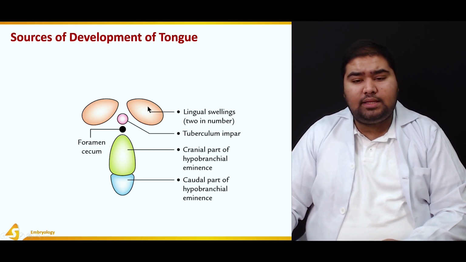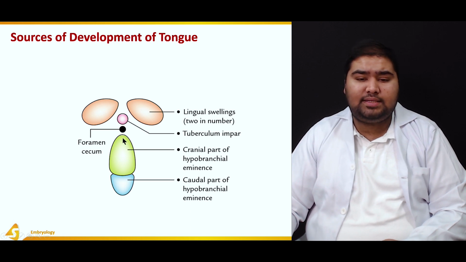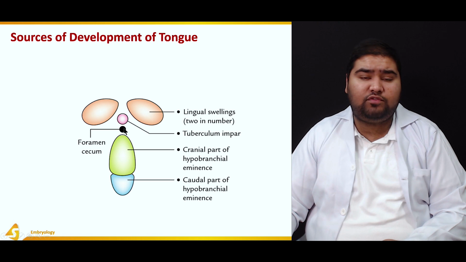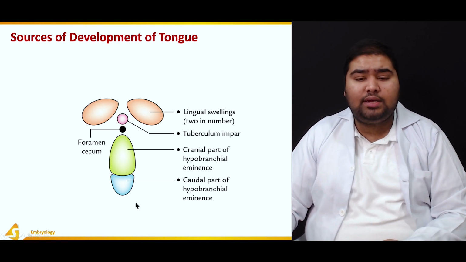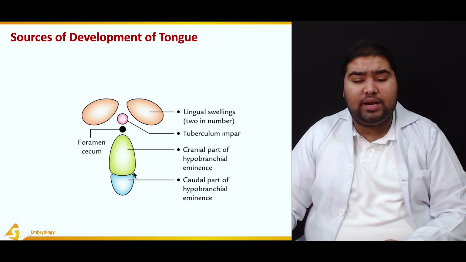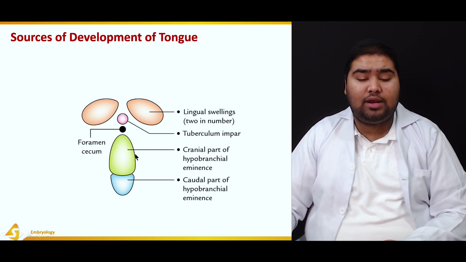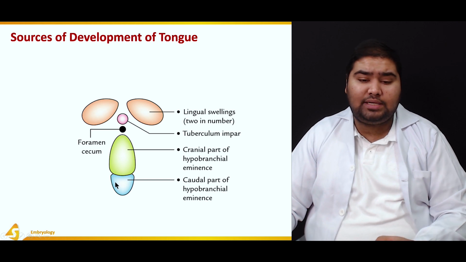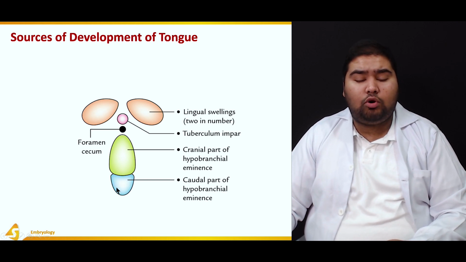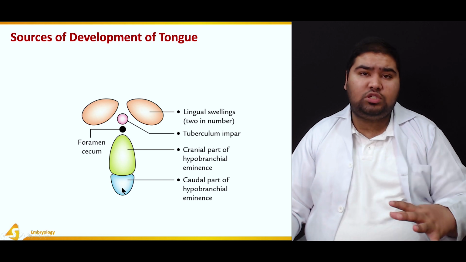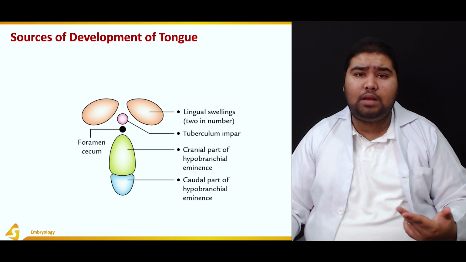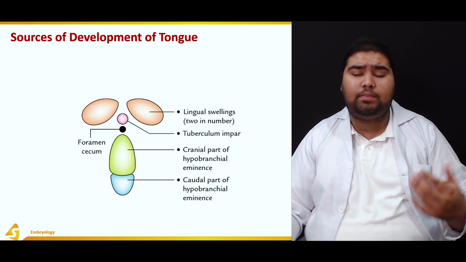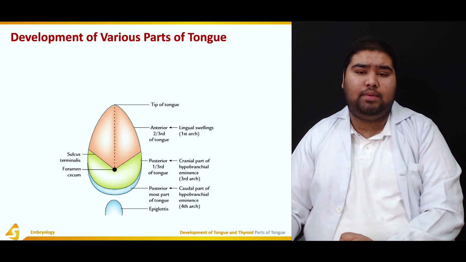part. So these are the two lingual swellings in orange. This is the tuberculum impar. The central black dot represents the foramen cecum, which will be dealt with in the development of the thyroid. This is the hypobranchial eminence, which divides into a green cranial part, which is the larger part, and a blue smaller caudal part. So the sources of development are actually the two lingual swellings, the tuberculum impar, the cranial part of the hypobranchial eminence, and the caudal part of the hypobranchial eminence.